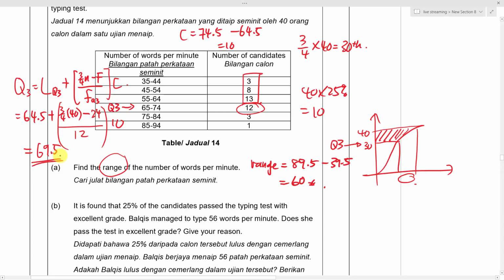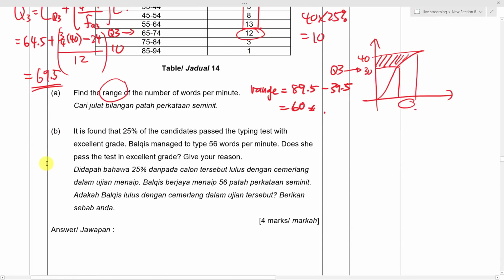So in order to get into the top 25%, you have to type 69.5 words onwards. That means you can type 70, 71, 72 and it's fine, but this is the boundary. Therefore, in order to get the so-called excellent grade, she only typed 56 or below, right? So my answer is no, because Q3 is 69.5 words.